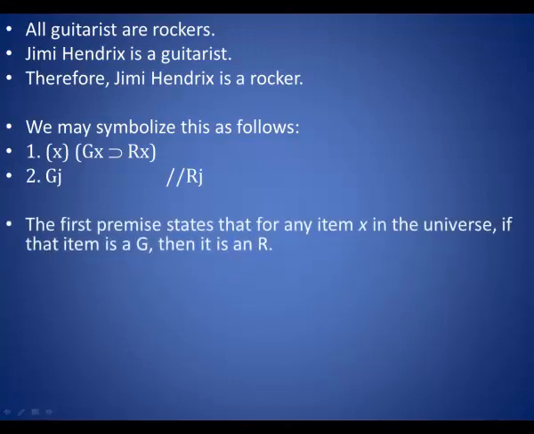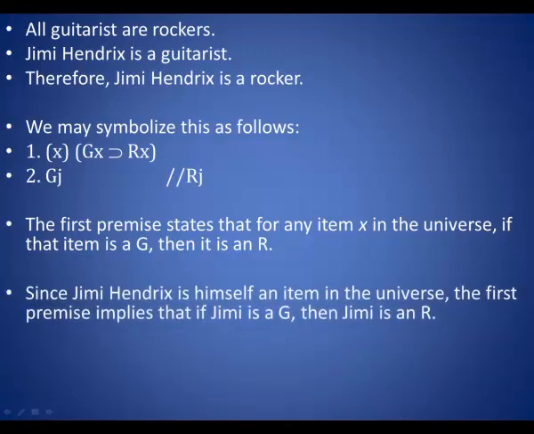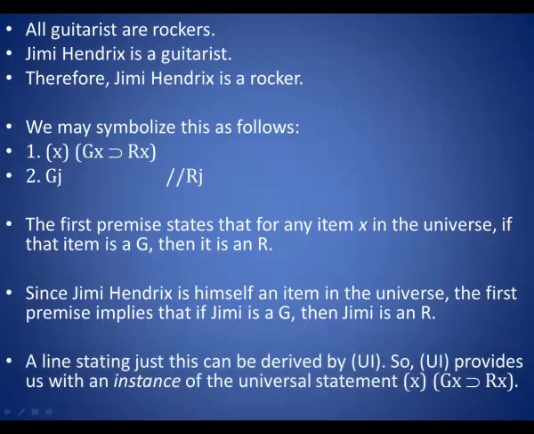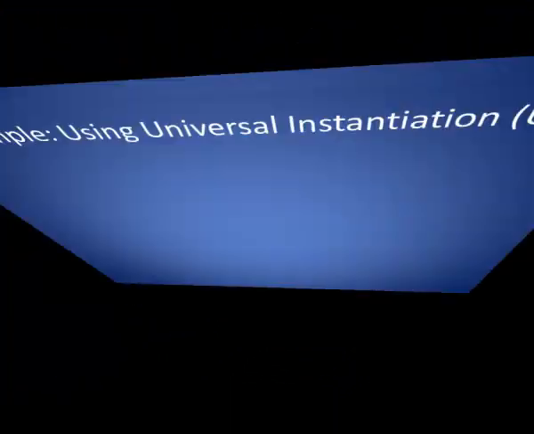Now let's look. The first premise states that for any item x in the universe, if that item is G, then it is R. Since Jimi Hendrix is himself an item in the universe, the first premise implies that if Jimmy is a G, then Jimmy is an R. A line stating just this can be derived by UI. So universal instantiation provides us with an instance of the universal statement for all x, if Gx then Rx. Let's look at it in an example.